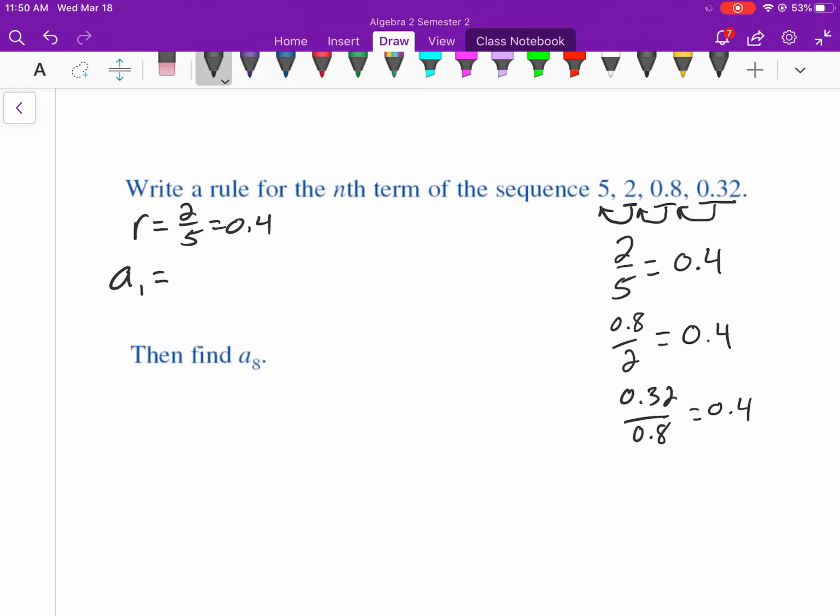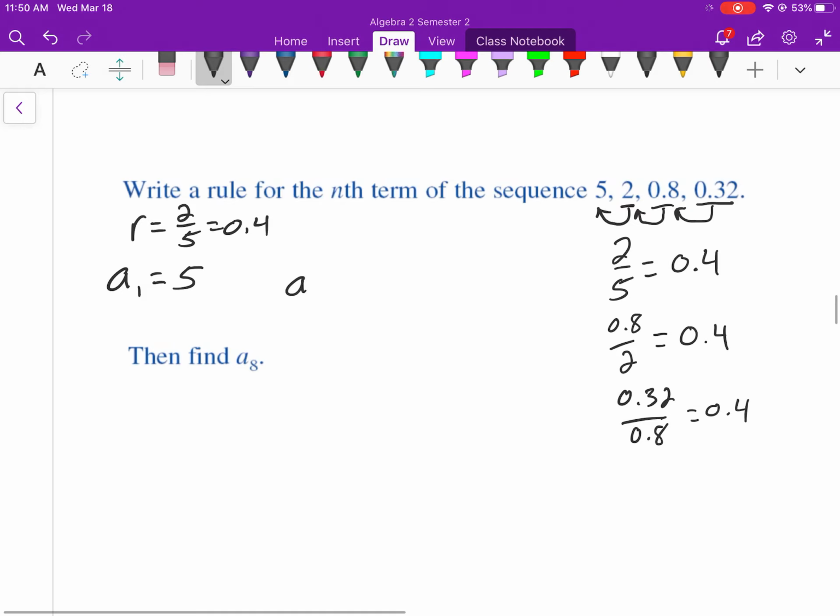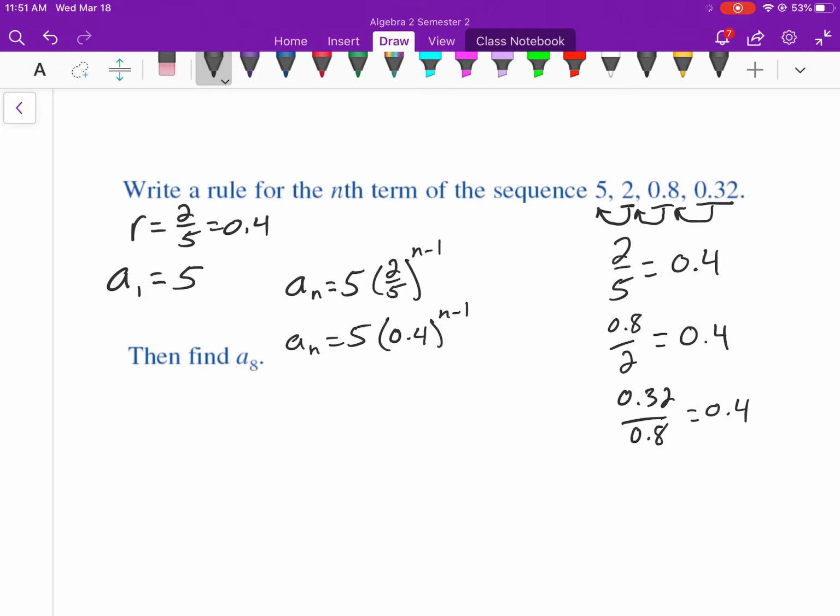And then the nice part about geometric, guess what? We just need a sub 1, which is always just that first term, which is 5 in this case. So our explicit rule, or our general rule, a sub n is equal to a1, which is 5, times 2/5 to the n minus 1, or you could write it as a sub n is equal to 5 times 0.4 to the n minus 1.